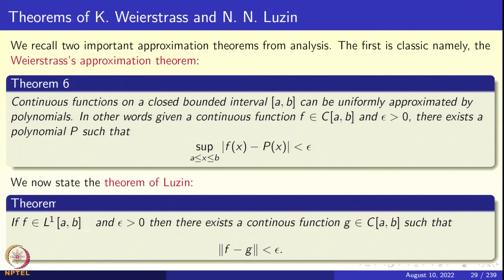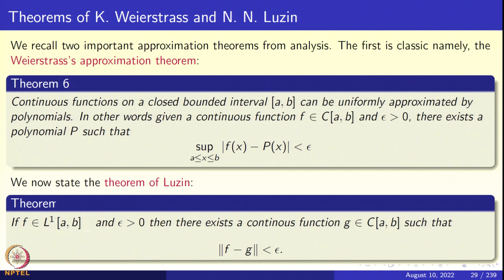So to prove the Riemann-Lebesgue lemma, we shall make use of two results. One is the Weierstrass approximation theorem, and the other is a theorem due to Lusin. By the way, there are several proofs of the Riemann-Lebesgue lemma, and I have chosen this particular one. I will indicate some other proofs also.